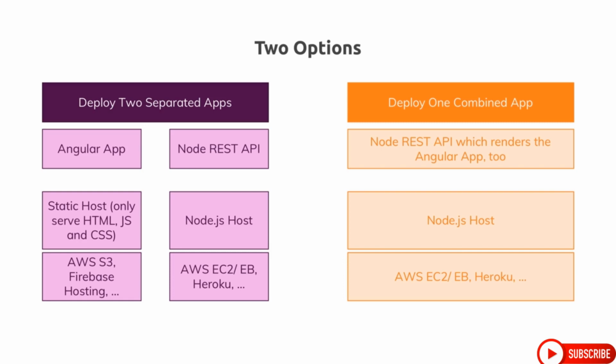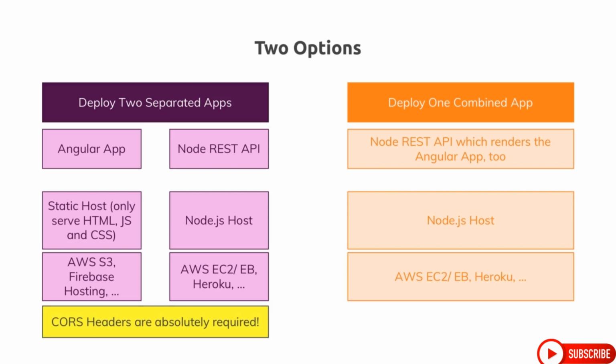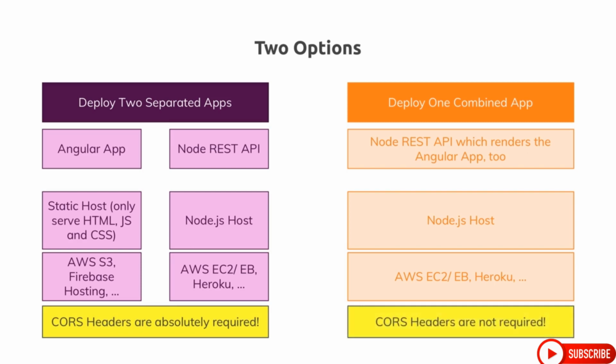And one other important difference to understand is, if you have two separated apps, as we have it in our course, then we absolutely need these CORS headers we're setting on the Node Express backend. And we're already doing that because we have that set up. If you have a combined app, you can actually omit them, because then Angular will be served by the same domain on which our backend runs. So requests sent to the backend will target the same server, and therefore no CORS headers are required.